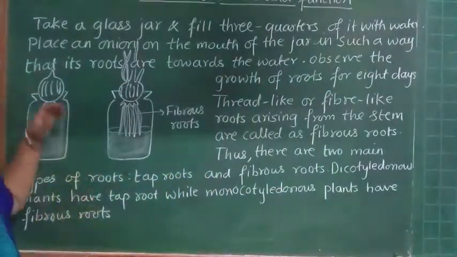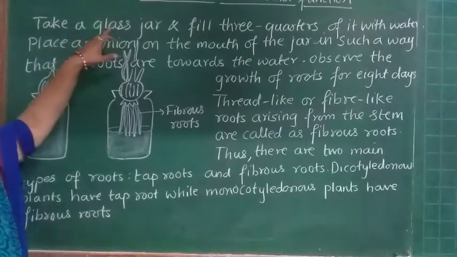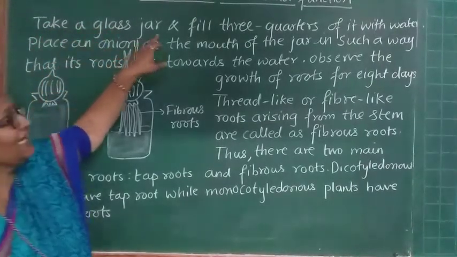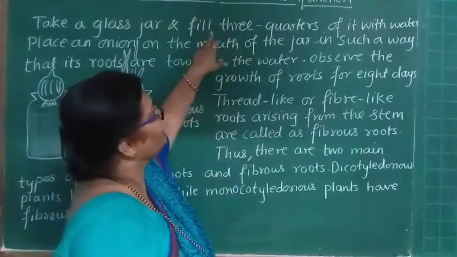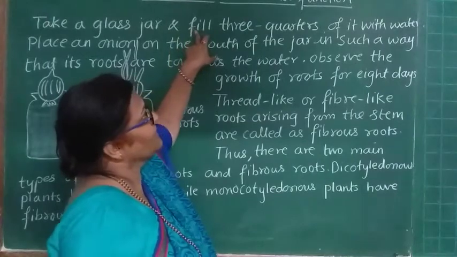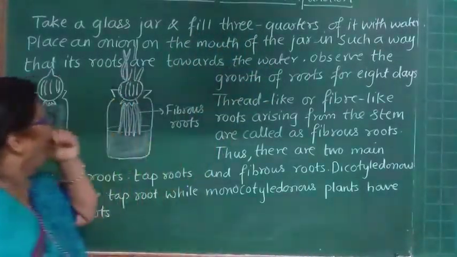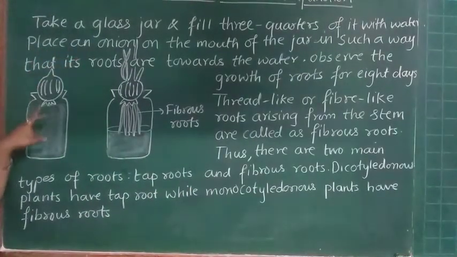See here. You have to take a glass jar. What you have to take? You have to take a glass jar and fill it with water. How do you fill it? You have to fill 3/4 of it with water. Now you have to place an onion on the mouth of the jar.